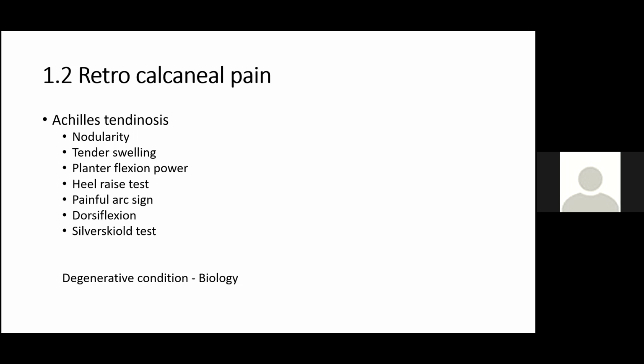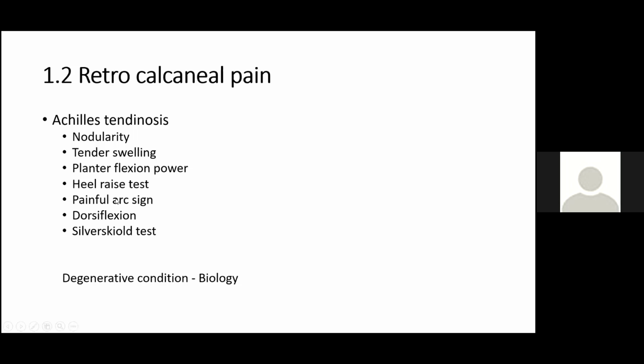If you ask the patient to do a single heel raise test, the patient might be able to perform it. But if you have them do it repeatedly, there will be difficulties encountered by the patient. And here we talk about this classical sign, the painful arc sign, to differentiate this from paratendonitis, because the paratenon is the covering inside which the Achilles tendon glides. So if there is a painful nodule on the Achilles tendon, it will move as we take the patient through the range of motion, dorsiflexion to plantar flexion.